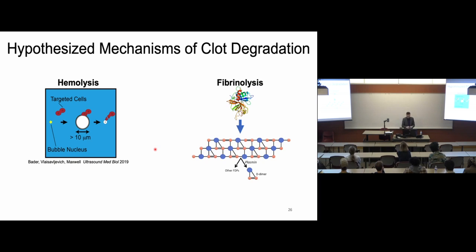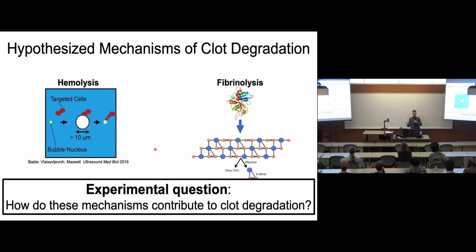And so the question that we had is how do each of these mechanisms contribute overall to clot degradation? This is important because if one has a stronger contribution than the other, we want to, because this is still a new technique, design or modify it in such a way that we can accentuate those strong properties to promote very strong, very effective clot degradation.